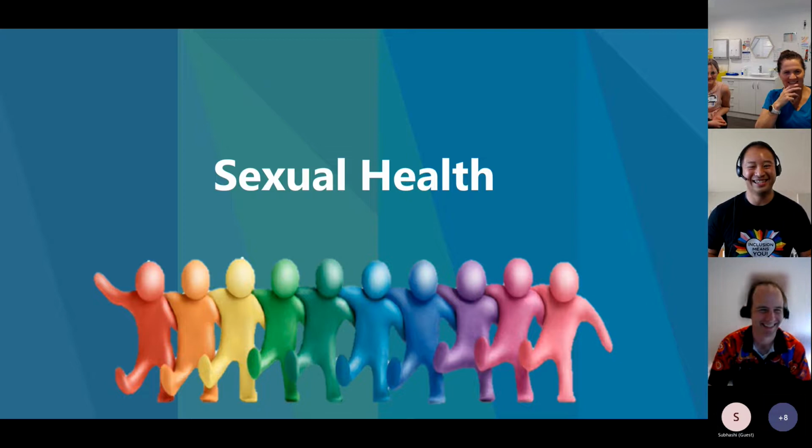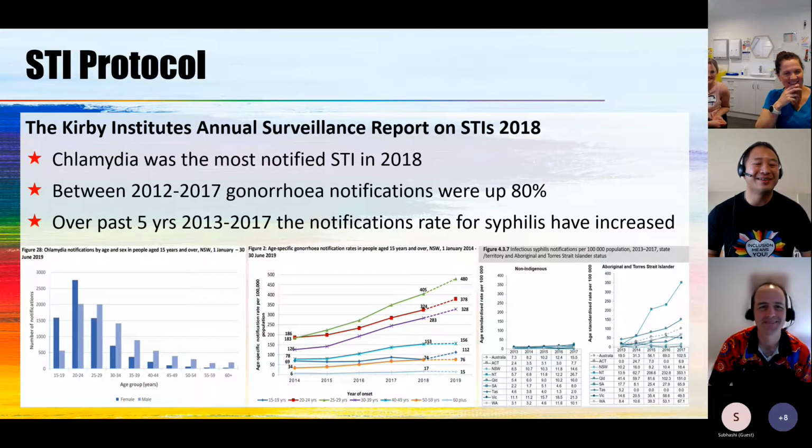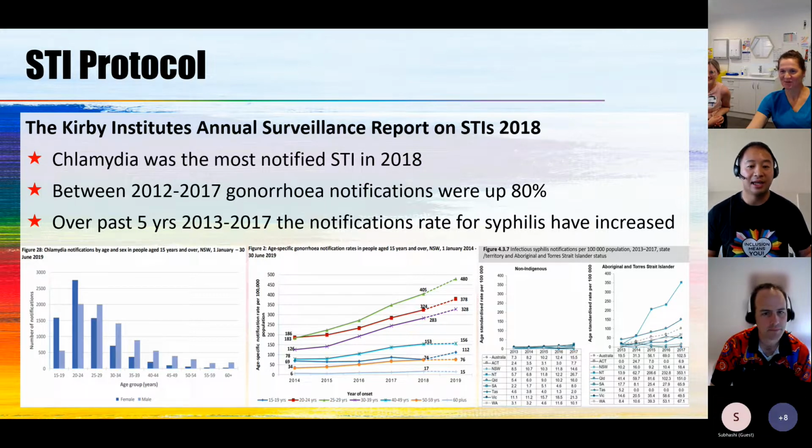Yeah, I hope so. It's important because if you look at the data here, I know it's 2018 data, a little dated now, but it's the most recent data we have available. You can see chlamydia is still one of the most notified STIs in Australia. Gonorrhea was going up between 2012 and 2017. And over the last 5 years, the rate of syphilis has increased as well, especially in Indigenous communities. Of course, having had a COVID lockdown, I wonder what happened during that time. It'll be interesting to see those stats when they are released.